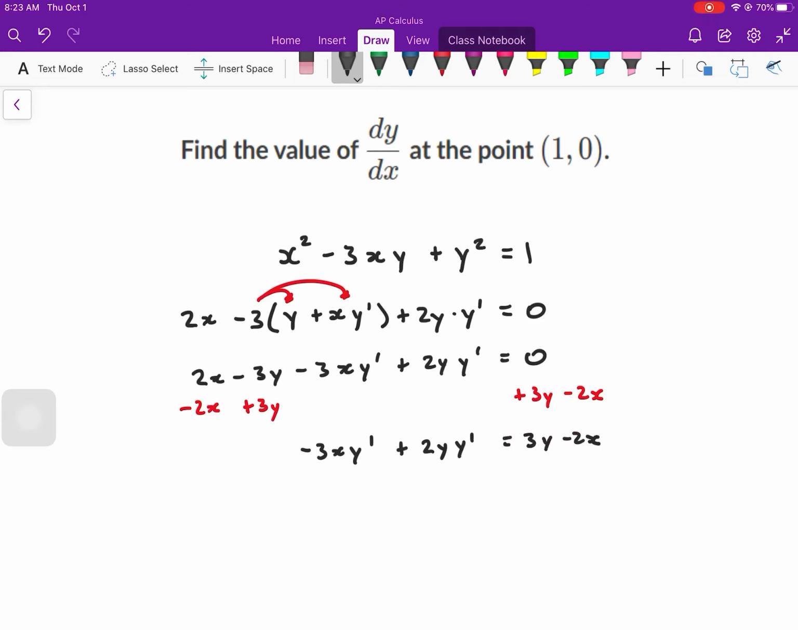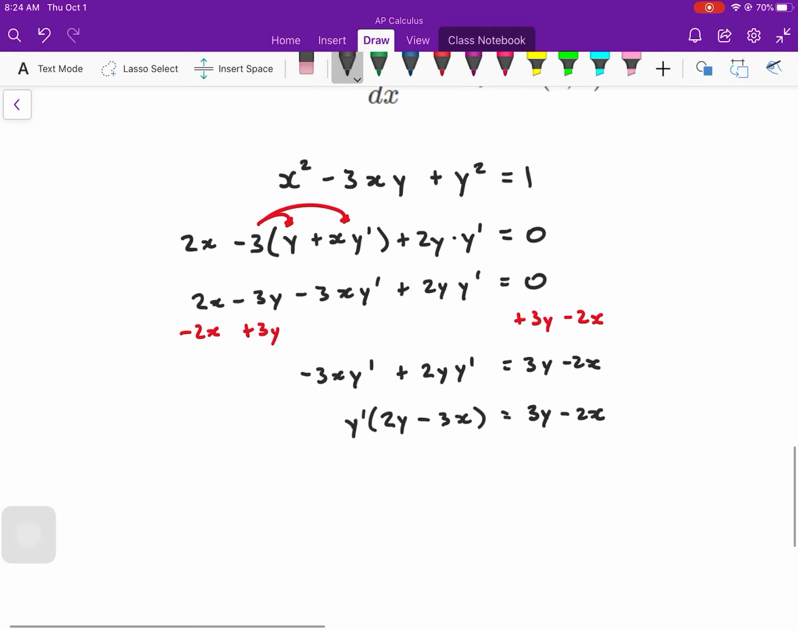Then factor out the y prime. And I'm going to put the negative to the right and the positive in front. You could rearrange those. Oops, 2y. Divide it to the other side.